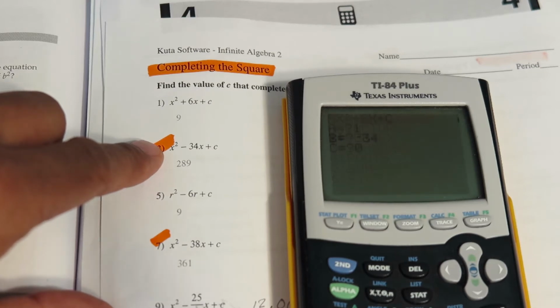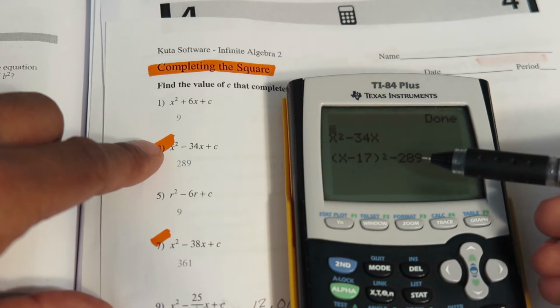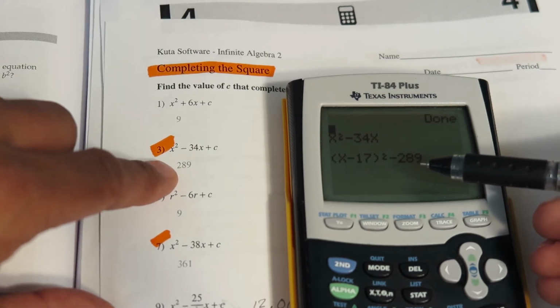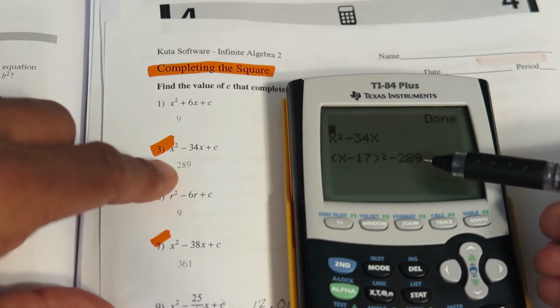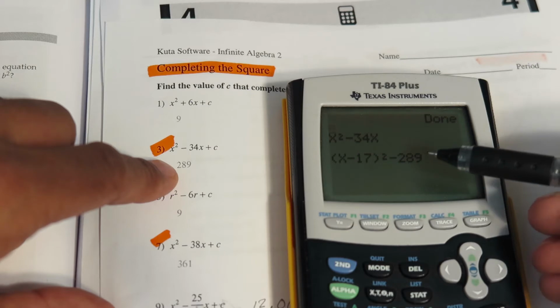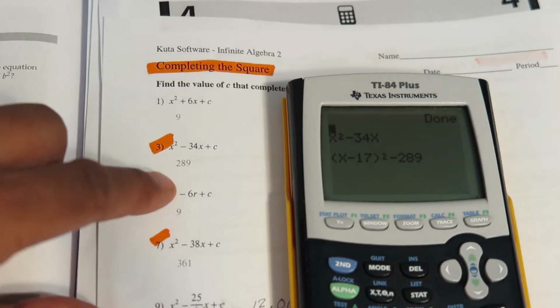And then we're going to say if we complete the square, or alternatively, if we put it in the vertex form, it says that to complete the square, you're going to have to add 289, which is what you see here. Okay, so this is in the vertex form, so it means that the vertex of this would be at 17 and a minus 289. Got it? Let's do another one.